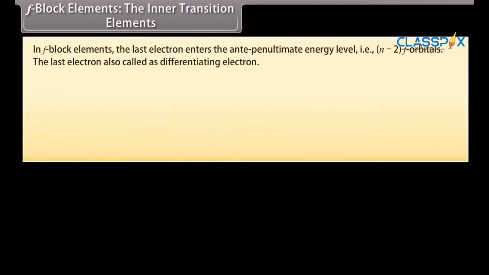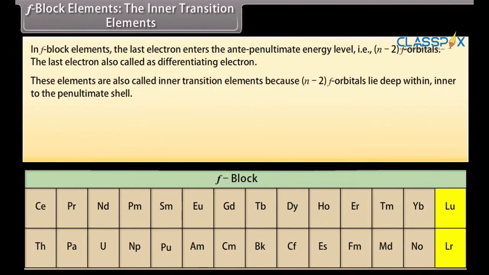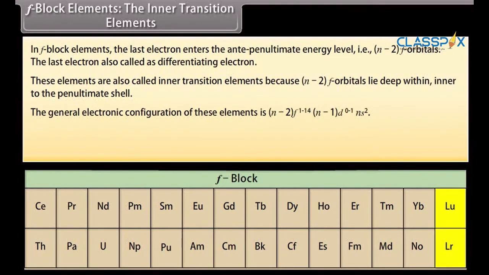F-block elements. The inner transition elements. In F-block elements, the last electron enters the antepenultimate energy level, that is (n-2) f orbitals, where n can be 6 or 7. The last electron is also called the differentiating electron. These elements are also called inner transition elements because (n-2) f orbitals lie deep within, inner to the penultimate shell. The general electronic configuration of these elements is (n-2) f1 to 14, (n-1) d0 to 1, ns2.